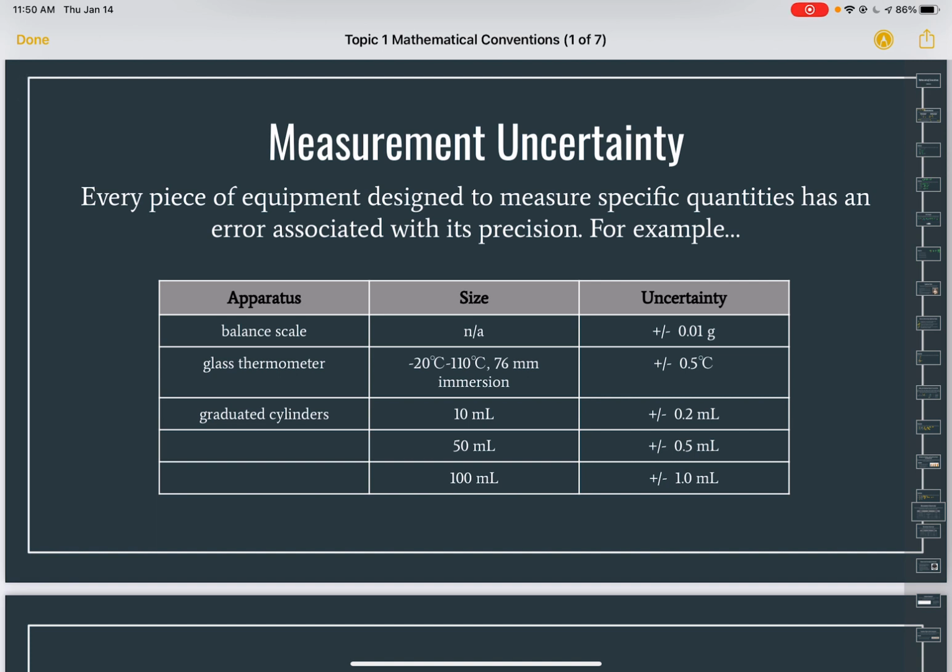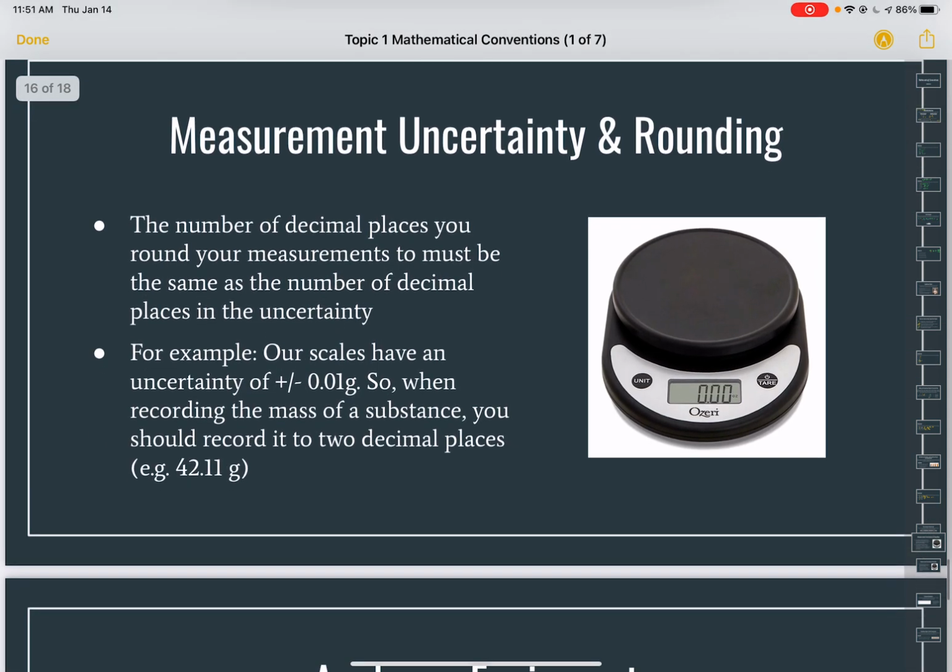Every piece of equipment designed to measure specific quantities has an error associated with its precision. For example, some apparatuses here, we've got a balance or a scale. There's some uncertainty. It could be 0.01 grams off. A thermometer could be about half a degree off. A graduated cylinder could be about 0.2 to 1 milliliter off. So basically it's telling us we can only be as precise as the instruments that we use.